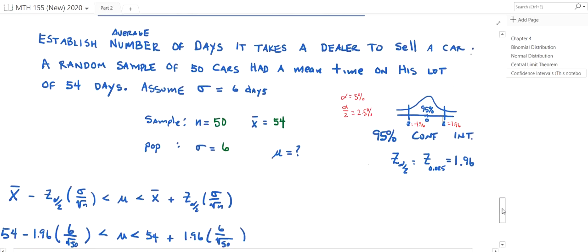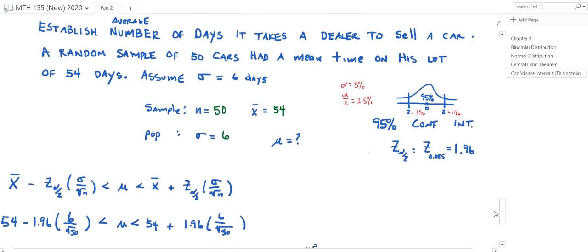Okay, so going to continue on. For x bar, we stick in 54. For z, 1.96, this is a negative here. For sigma, we have 6 over square root of 50. That's less than our mean. And 54 plus 1.96 times 6 over square root of 50 is greater than our mean. So our mean is nested between these two values.